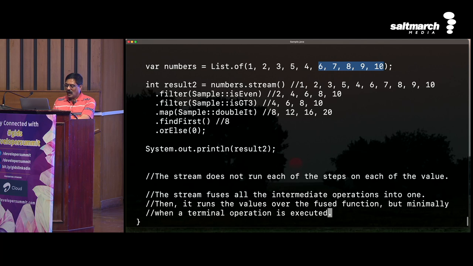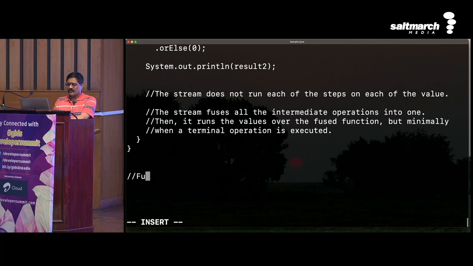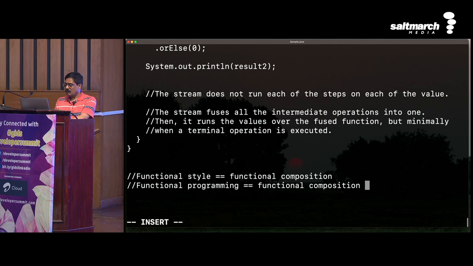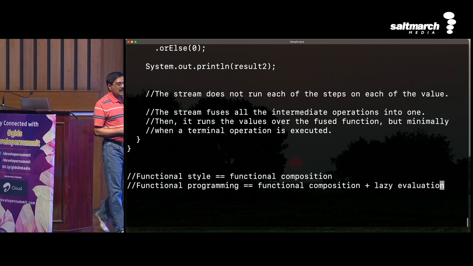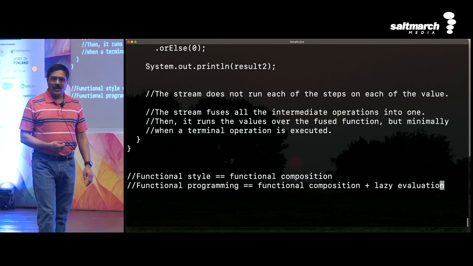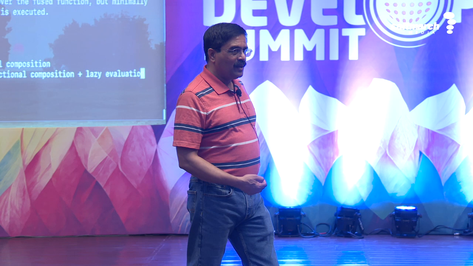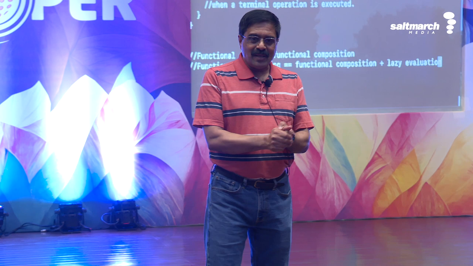So what do we know from this? I am going to say this: functional style is equal to functional composition. On the other hand, functional programming is equal to functional composition plus lazy evaluation. Why? If I don't give you lazy evaluation, what's going to happen? You're going to eagerly evaluate your code over and over and over. You're going to be creating collection after collection after collection. And what's going to be the result? Really poor performance, isn't it?